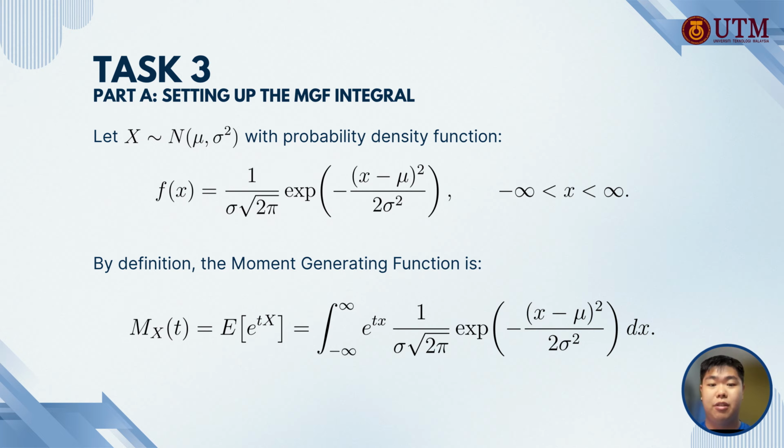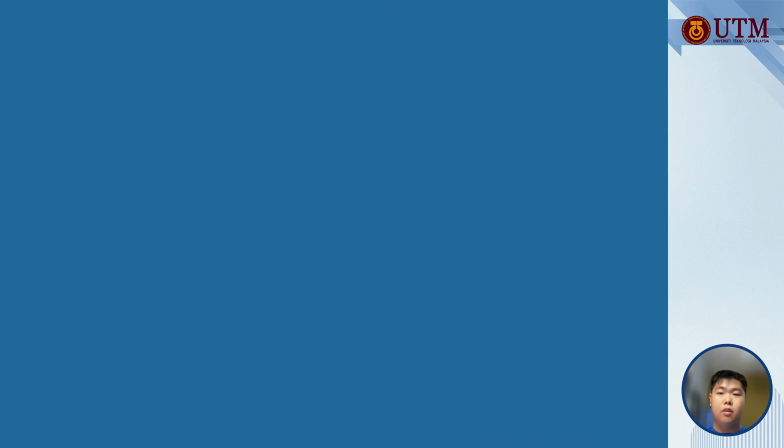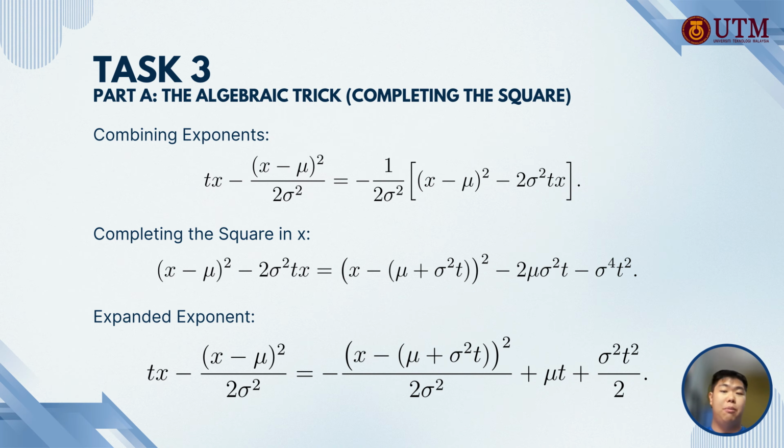To integrate this, we need to manipulate the exponent. We first combine the terms over a common denominator. The critical step is completing the square with respect to x. By expanding and regrouping, we successfully separate the exponent into two distinct parts: a new quadratic term involving x and a constant term that only depends on our parameters and t, which we can eventually pull out of the integral entirely.